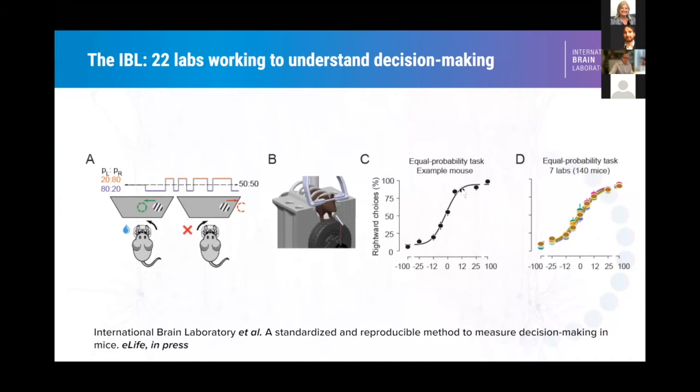Here you see an example from one mouse, and here you see the averages over the seven labs, which shows that the data is consistent between the seven labs. And this is actually a new thing. The fact that you're able to get consistent experimental data from multiple labs working on the same task across different continents is itself an achievement. And that's what's described in this paper.